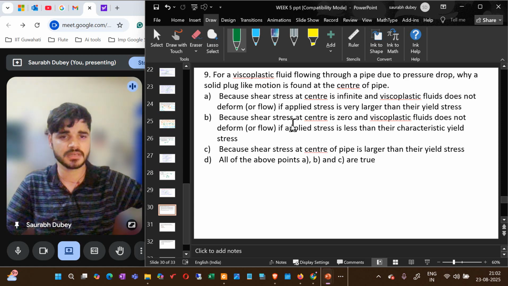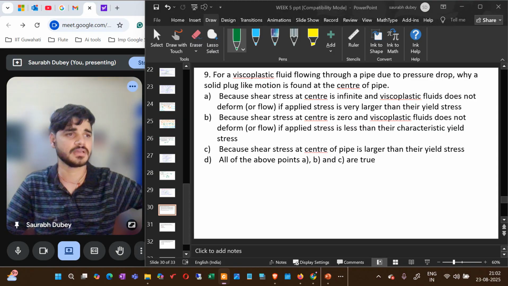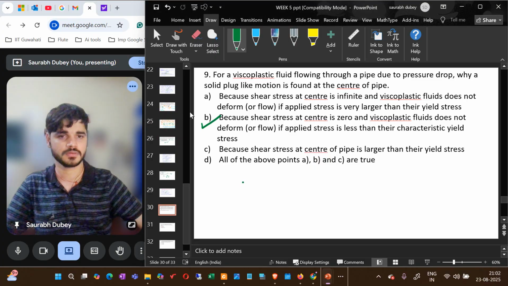Because shear stress at the center is zero, and a viscoplastic fluid does not deform or flow if the applied shear stress is less than the characteristic shear. Because the shear stress at the center of the pipe is larger than the shear stress, right? All of the above, A, B, C, and D. So you may see that option B comes out to be the correct answer, because it has to be larger to have deformation, right? So B is correct.